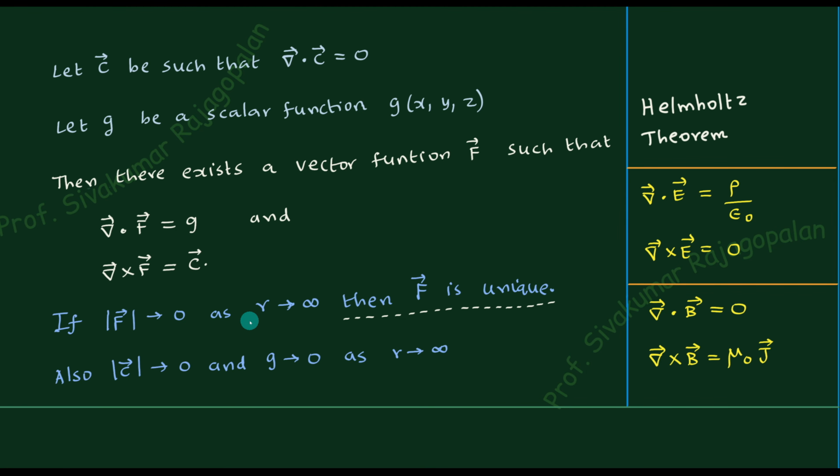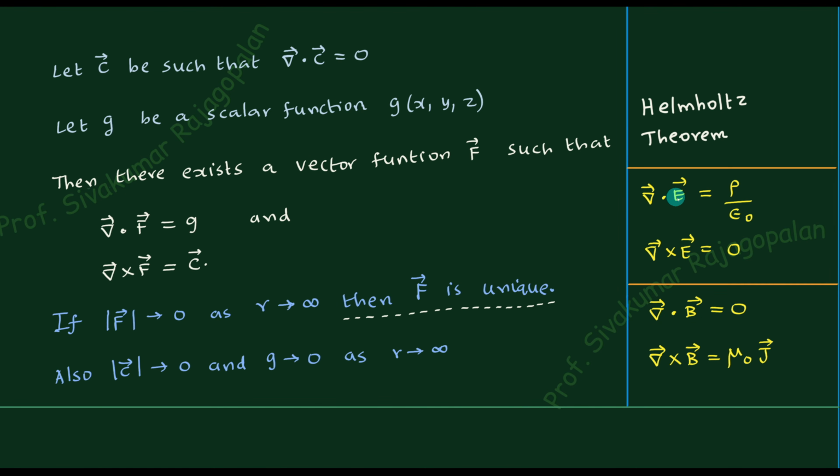Provided that the F vector itself approaches 0 at far away distances. And of course, this will happen only when the known function C approaches 0. So this will naturally happen. When F is approaching 0, then C also naturally approaches 0 as r tends to infinity. So this is completely mathematical, and we don't invoke any physical vector here.